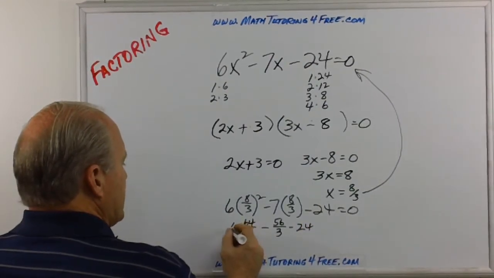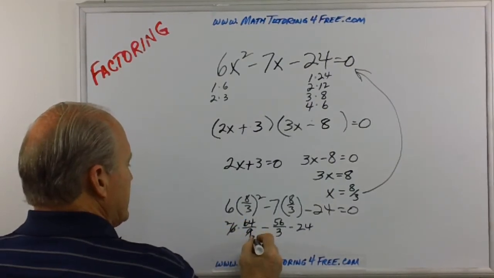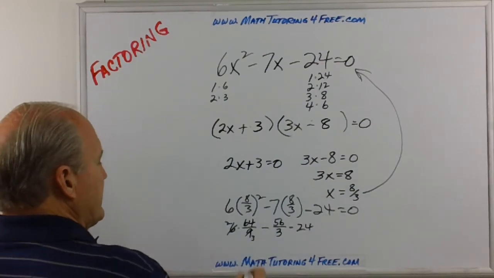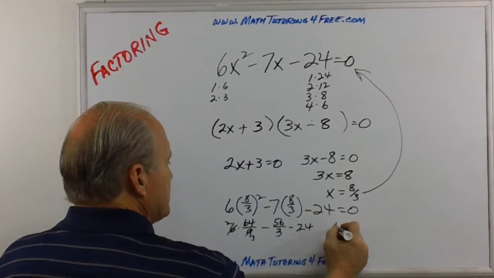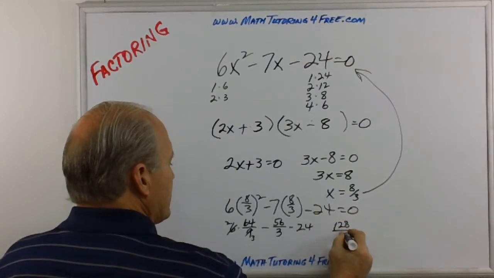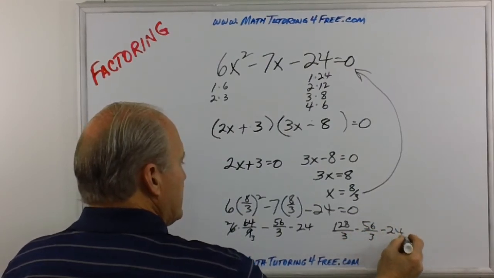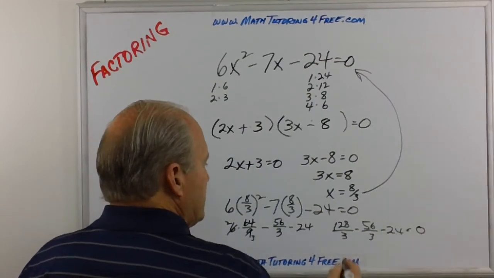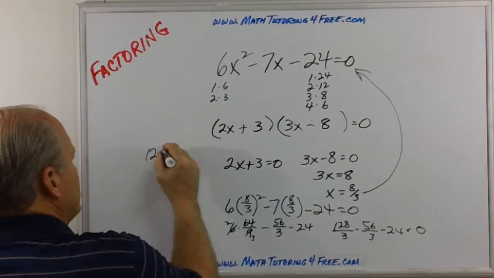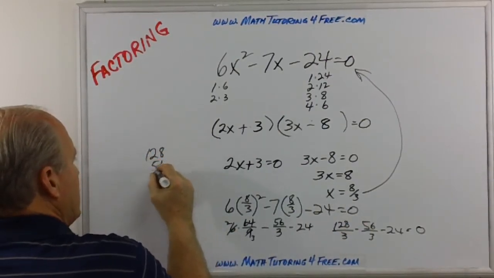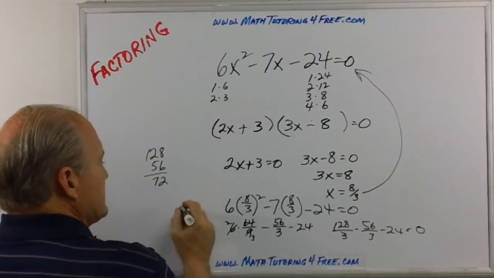I can divide this by 3, and that gives me 2, and this gives me 3. So we now have 64 times 2 is 128 over 3, minus 56 over 3, minus 24. Is that equal to 0? Well, 3 won't go into that evenly, but we can subtract 56 from 128 to 72. So now we've got 72 over 3 minus 24.